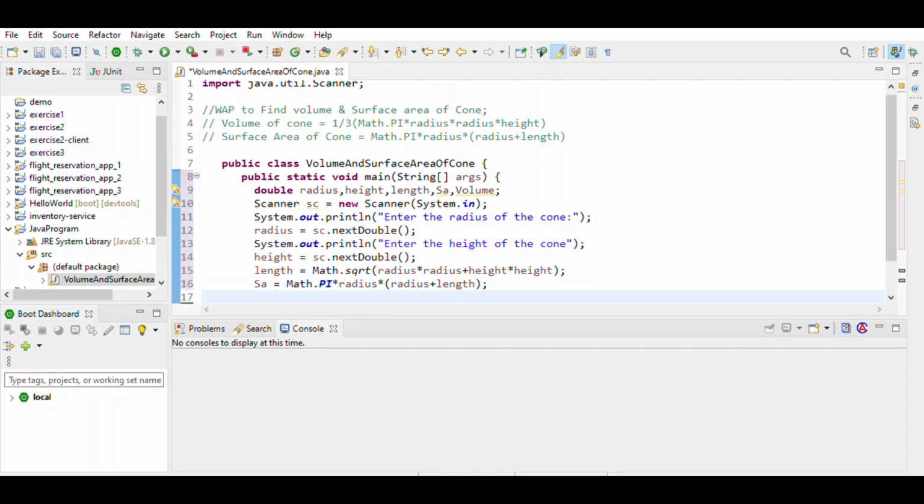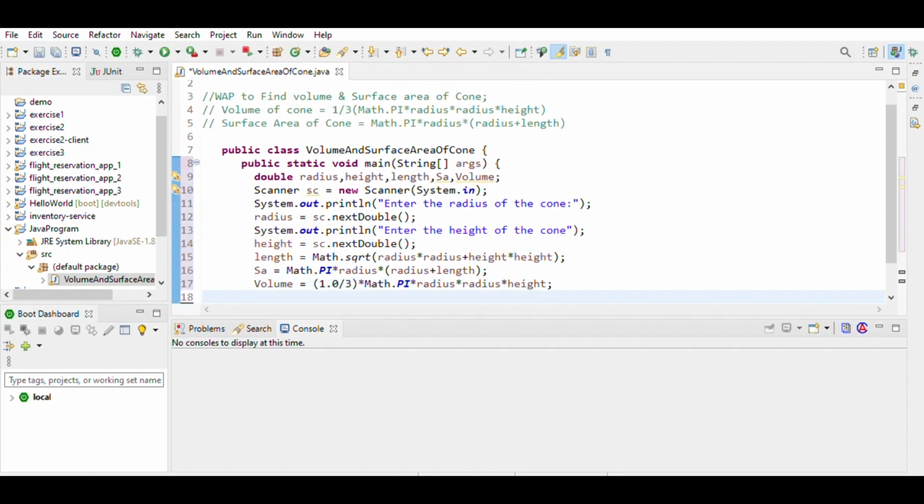And formula of the volume of the cone is 1/3 into Math.PI into radius into radius into height. That's it. Let's print all this in the form of format.